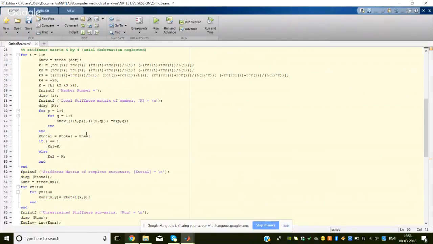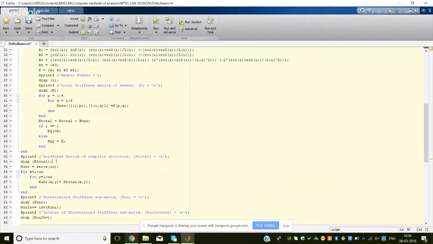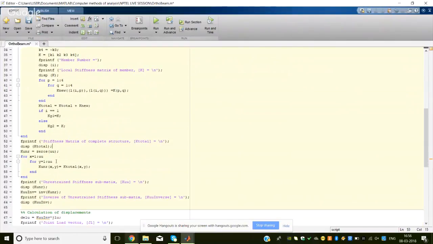The loop will run for n number of members. Here we have 2 members, so the loop will run twice. Finally, we'll get the total stiffness matrix of size 6 by 6. Now we are going to partition the matrix in order to find the unrestrained stiffness matrix.